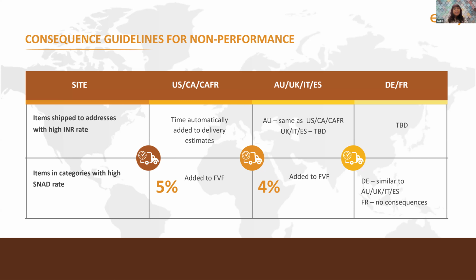Items in categories with high SNAD rate, of course, for USA, Canada, Canada French, there will be an additional 5% that is added to the final value fee. For Australia, UK, Italy, and Spain, as of now, it is 4%. For Germany also it has changed, and now it is 4%. For France as of now there are no consequences. Not having any consequences doesn't mean that you will falter or you will commit mistakes that will make you fall under the consequence guidelines.